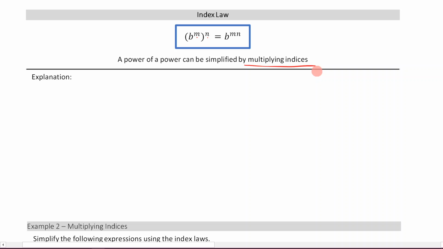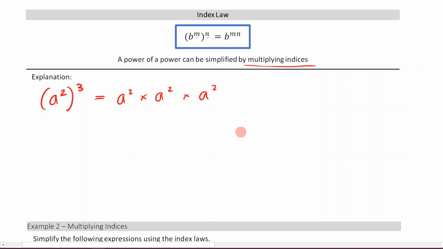Okay, so let me give you an example of this. I want you to write this. If I had a to the 2 raised to the 3, these brackets are important here. So what exactly does this mean? What this means is I have a to the 2 times a to the 2 times a to the 2, because it's raised to the 3, so that just means I have 3 of them all multiplied.